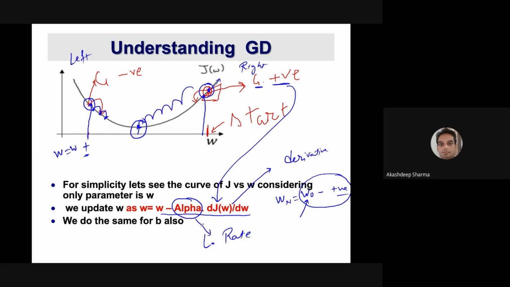You will be updating it very quickly. If alpha is low, it means slow updation. So the steps will be smaller, smaller, smaller, right? So this is the role of alpha, the learning rate here. I hope this gets into your mind.